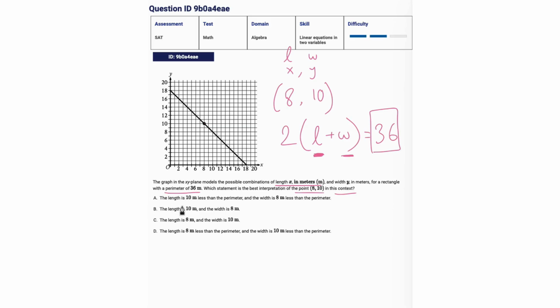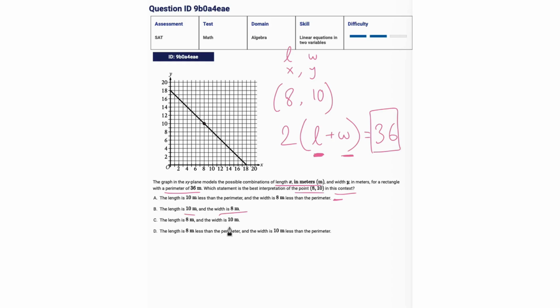The length is 10 meters less than the perimeter, and the width is 8 meters less than the perimeter. No, this is not what the point here is representing. We're going to leave that. If it is the only choice we've got, we'll explain it more and see why. Let's go to the next option. The length is 10 meters and the width is 8 meters. That's more straightforward than option A.